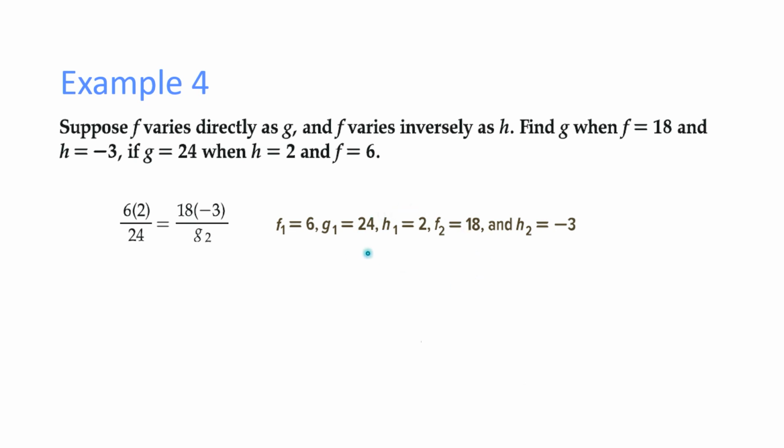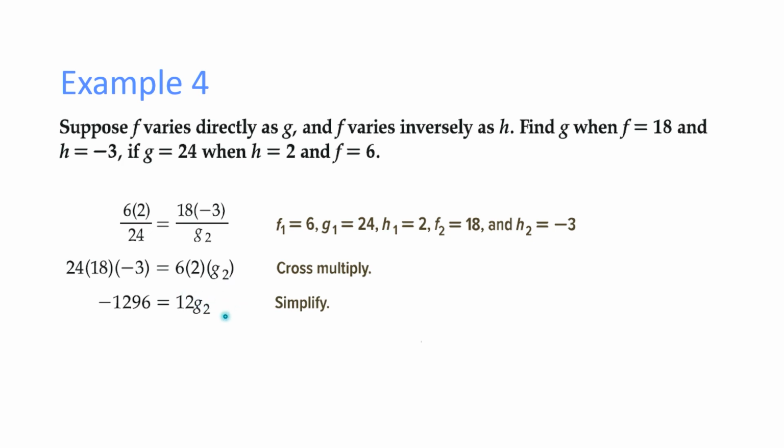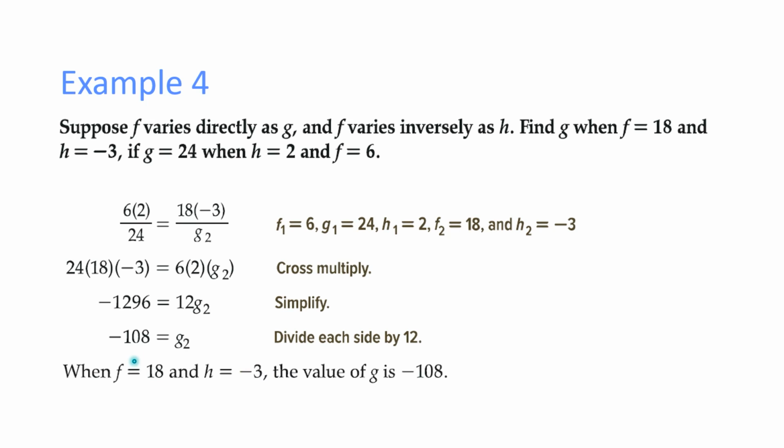Now we will solve for g2. In order to do that, we will cross multiply. So 24 times 18 times -3 equals 6 times 2 times g2. Simplifying this further will give us -1296 equals 12 g2. We will divide both sides by 12, and this gives us the answer of g2 equals -108. So when f equals 18 and h equals -3, the value of g is -108.